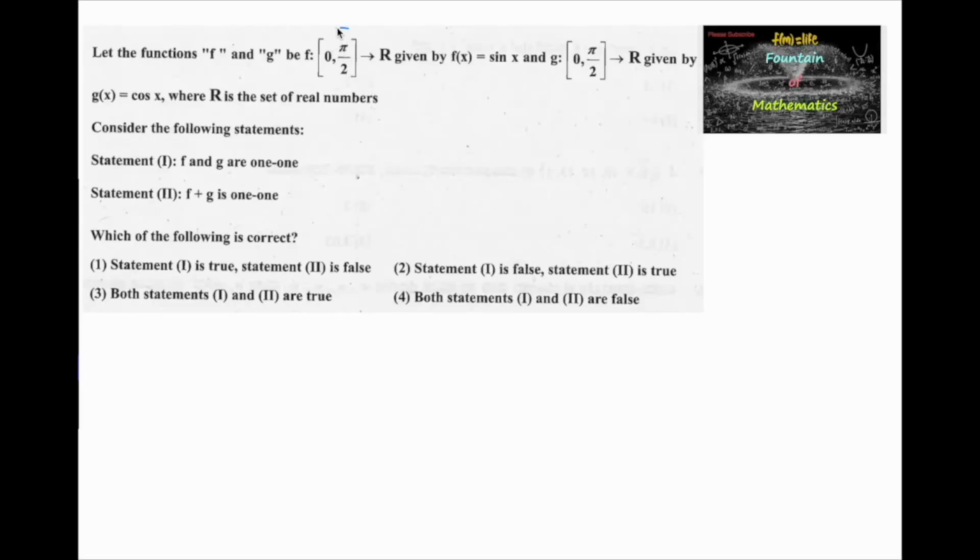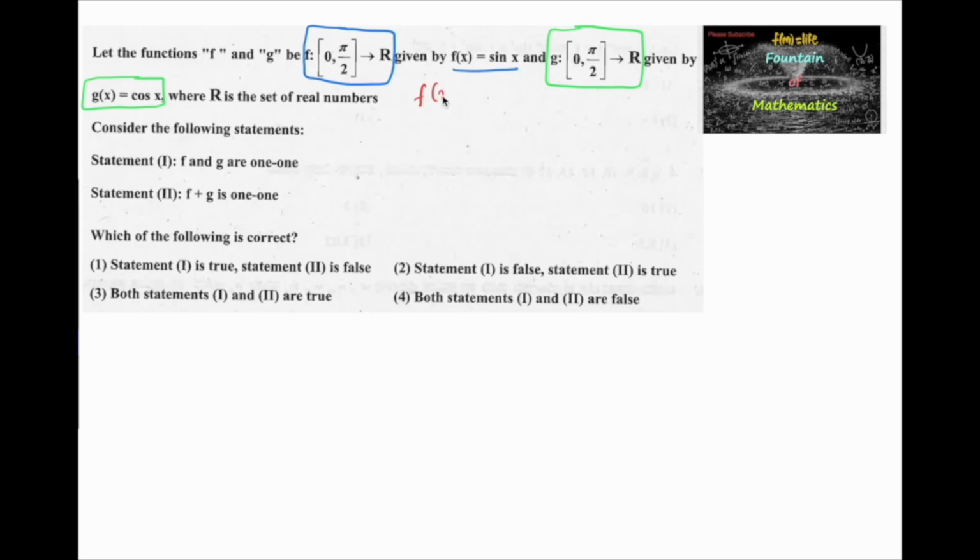Given f from [0, pi/2] to the real numbers, defined by f(x) = sin x, and g again a function from [0, pi/2] to the real numbers, given by g(x) = cos x. We need to verify whether f and g are one-to-one functions or not. The statement 1.